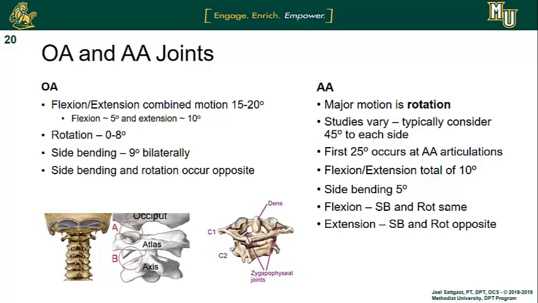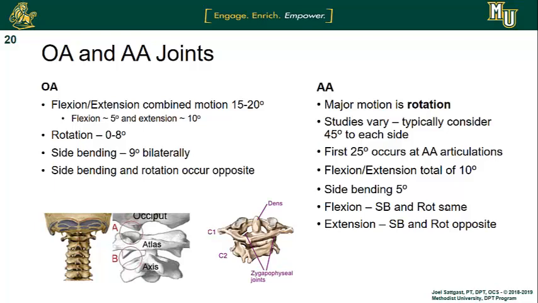And then there's that graph that we'll look at again in this podcast, but we also looked at the other day when we were looking at the functional anatomy of the spine and where flexion, extension, side bend, rotation occur. The first 25 degrees is going to occur at the AA articulations. Flexion extension is going to have a total of about 10 degrees, side bending 5 degrees. So again, very, very small.